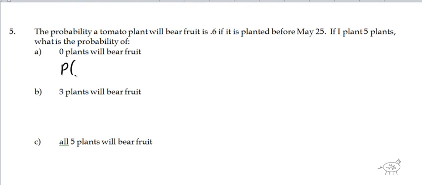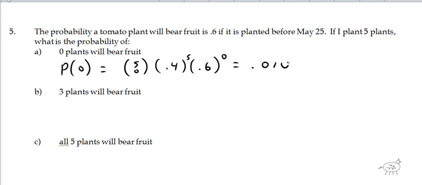Well, the probability of 0 plants. Again, I'm planting 5 of them, and 0 are going to be successful. And remember, bearing fruit is your success, that's 0.6, your failure is 0.4. So the 0 goes here, and 5 minus 0 is 5 goes there. And we get 0.010.